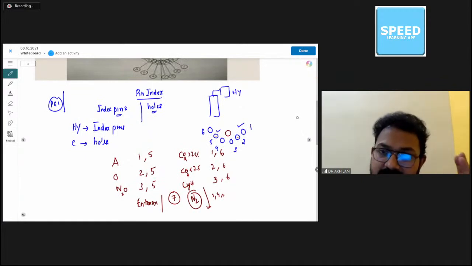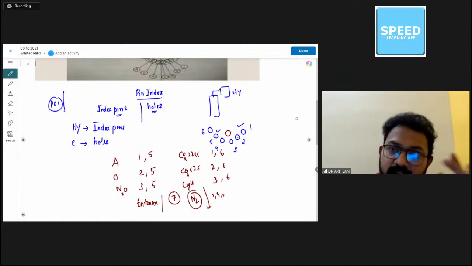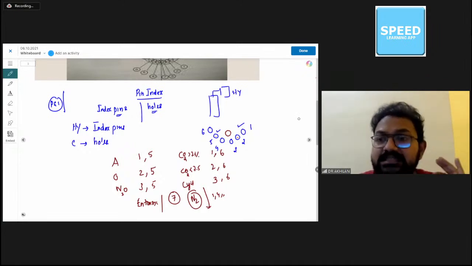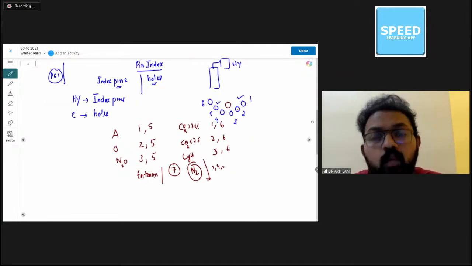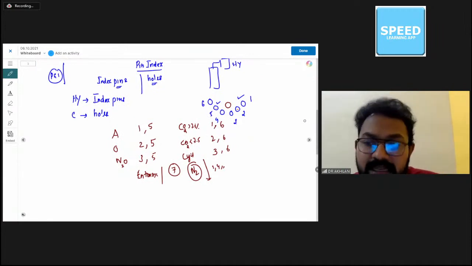Second thing is that you have different pin index values for different gases. That is what you need to remember. As a factual question, it can also come in your match the following question. Lastly, one more important question can come, a concept-oriented question. What can lead to the failure of the pin index system?